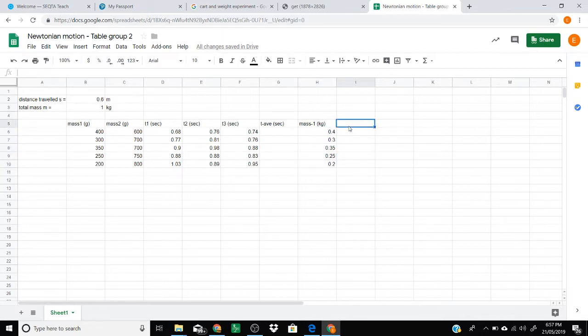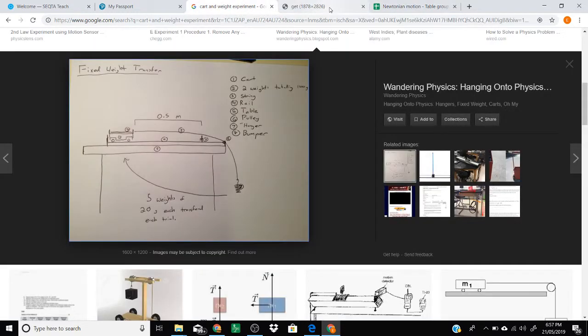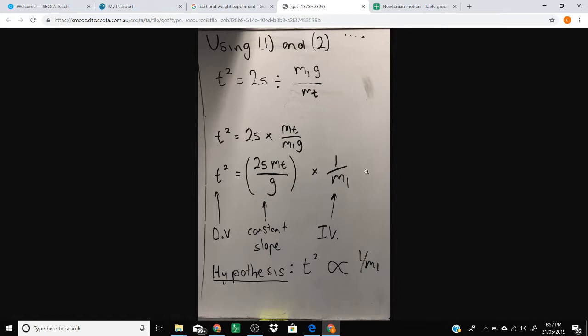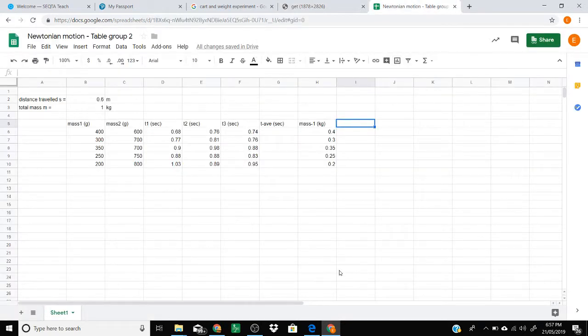Okay, so now what I do need is 1 on M1. That's going to be my independent variable. So we're going to write that. So 1 on M1, that will be in inverse kilograms. Okay. So now I'm going to press equals, and I'm going to do 1 divided by this, and enter. Click on that one and drag. Okay, so that's the independent variable I'm going to graph.